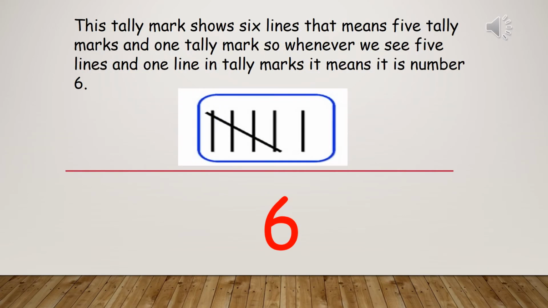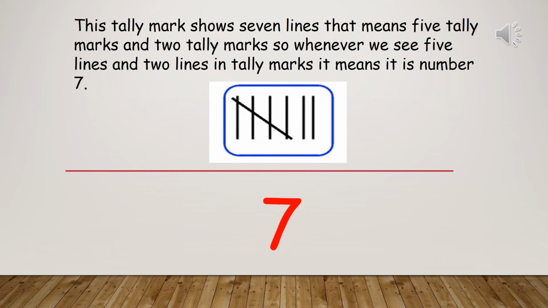This tally mark shows six lines. That means five tally marks and one tally mark. So, whenever we see five lines and one line in tally marks, it means it is number 6.